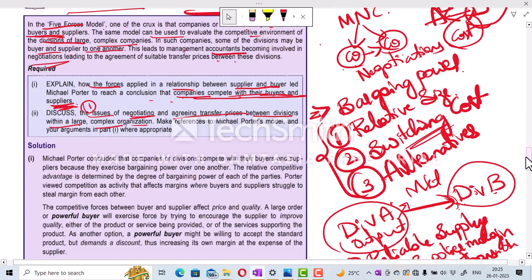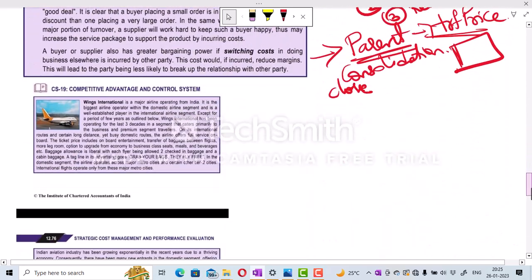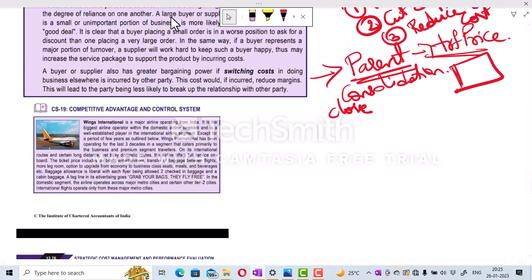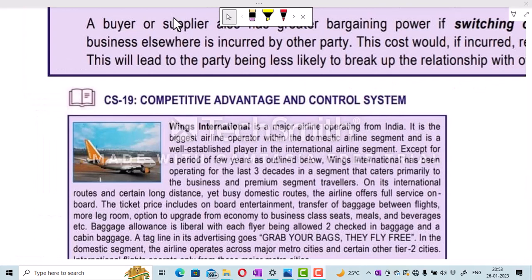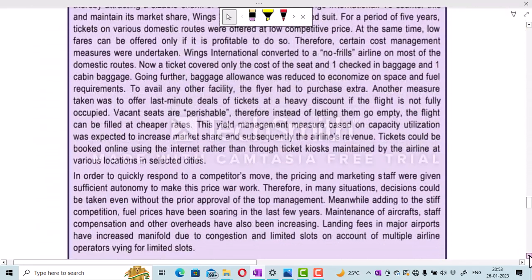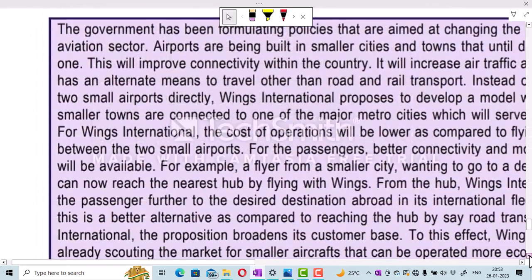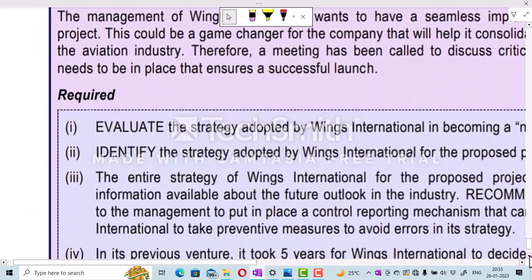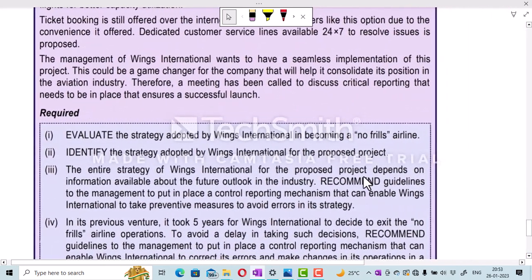Okay, coming to the next question, it is somewhat a big question. Last and lengthiest question, the lengthiest case study from this chapter. First, let's see what they are asking in the question. Evaluate the strategy adopted by Wings International in becoming a no-frills airline. So they have adopted some policy.